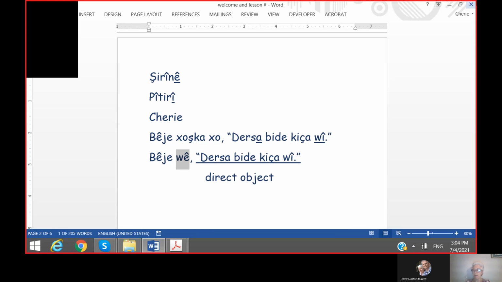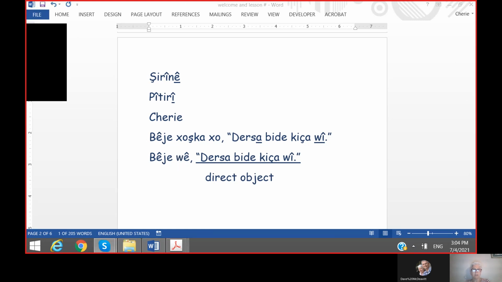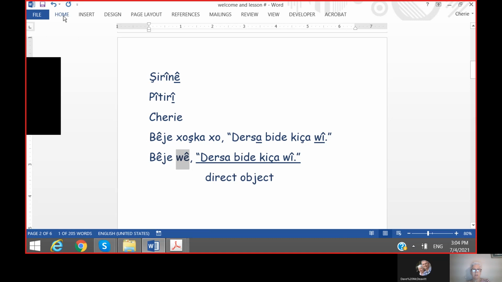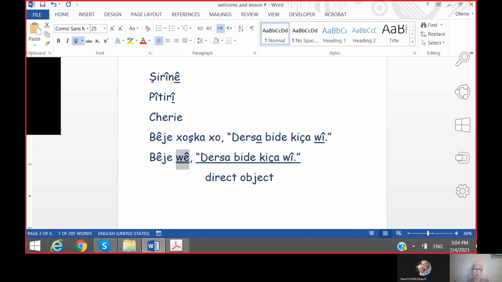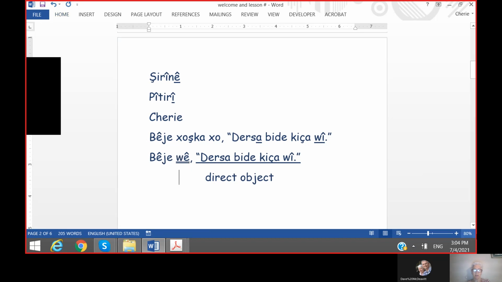And way is the indirect object of the sentence. Indirect object. That's how this works with those sentences that have beja.